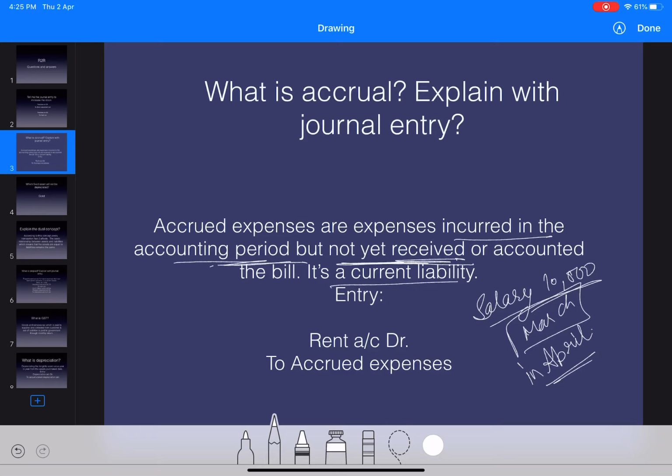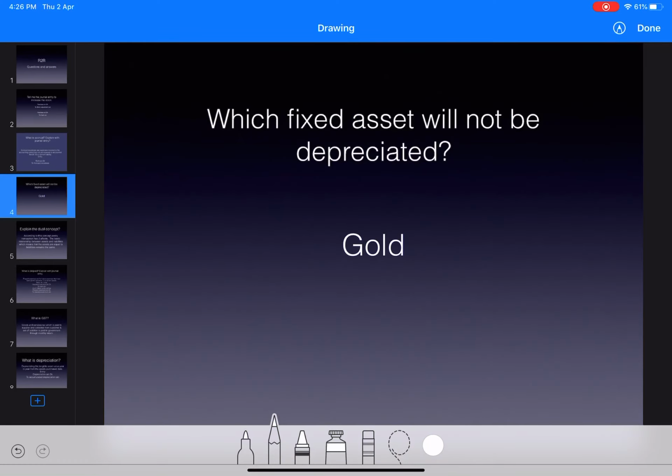Now what is the entry for this? The entry is rent account. Like rent, we generally pay after the month, after a period of a month. So either you can write here salary or rent, whatever you take, account debit to accrued expenses account. All right, next question is, which fixed asset will not be depreciated?